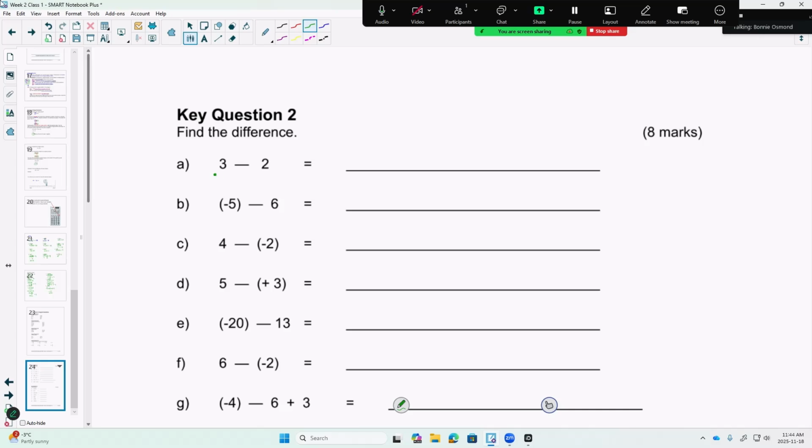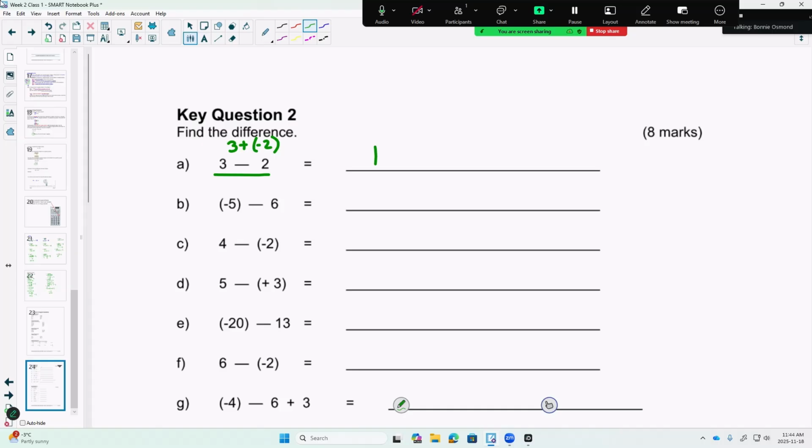So A, we've got 3 take away 2. You don't have to worry about changing 3 take away 2 to 3 plus negative 2. Just do your basic subtraction. 3 take away 2 is 1. Okay, so some of them are like that. Some of them are easy. So just look at what's there, take it at face value, and if you can add or subtract, do it.